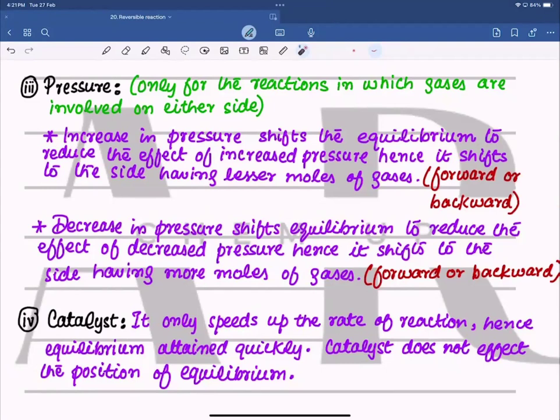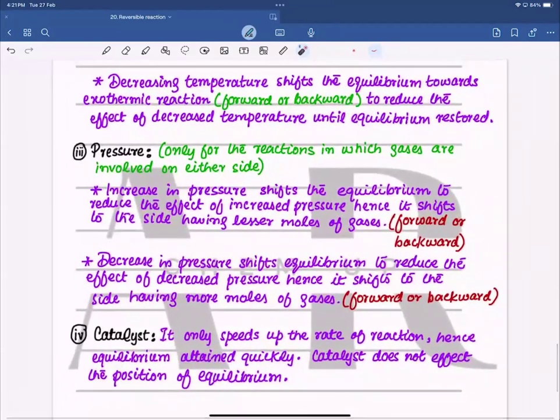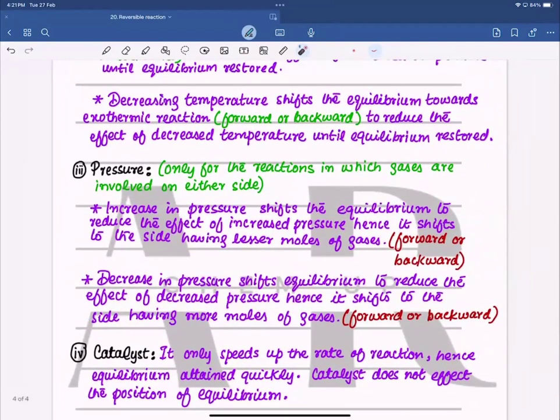Sir, can you please scroll a little upside? Is this fine? Yes, sir. Done, sir.